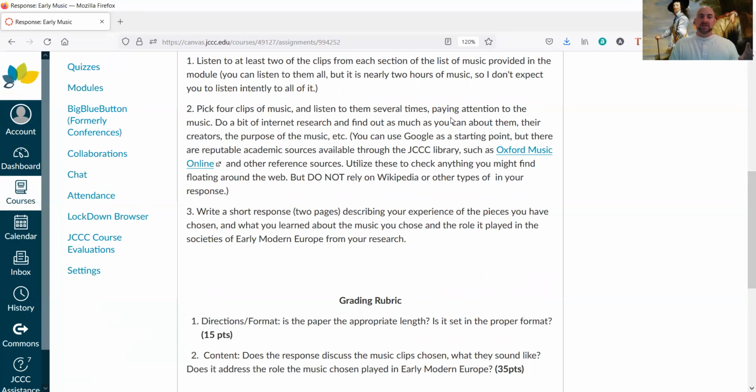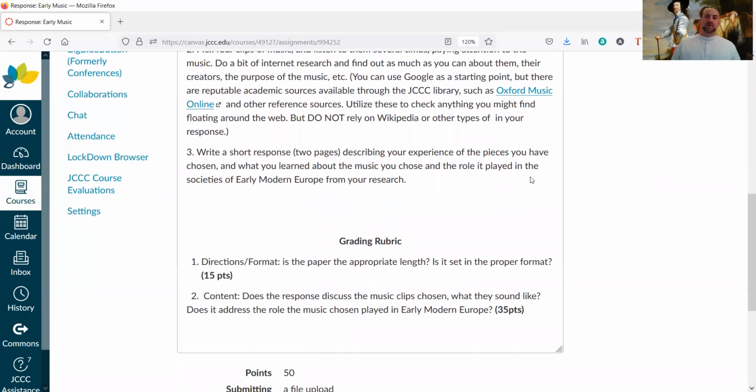Once you've picked your four clips, I give you the author or the name of the piece. Go do some research on those four pieces of music. You can use Google as a starting point, but you also have more reputable sources available through the JCCC library, one of which I linked to here, called Oxford Music Online. As a student at JCCC, you should have access to it. It'll give you more solid background information on music. Don't use Wikipedia or stuff like that, but do a little bit of research on the music.